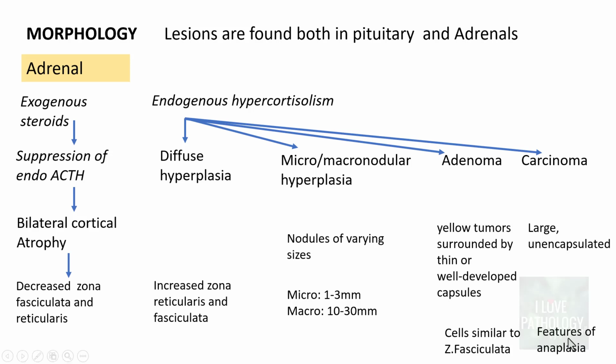And then in histopathological examination, you find all features of anaplasia. The cells are very pleomorphic, bizarre. You have lots of mitosis and so on and so forth. So that's about the morphology of the adrenal gland in Cushing's syndrome. Now let's understand the clinical features. How do these patients manifest?